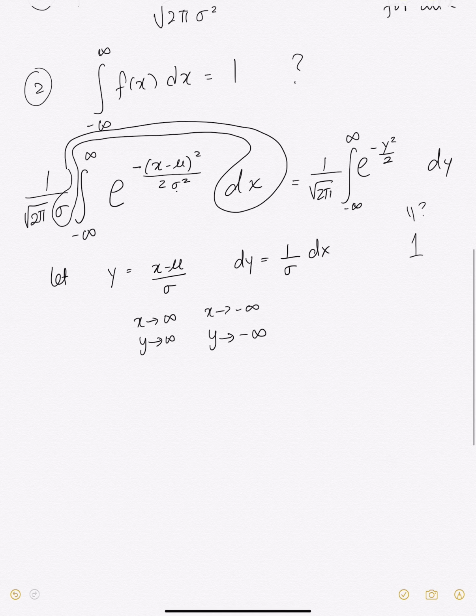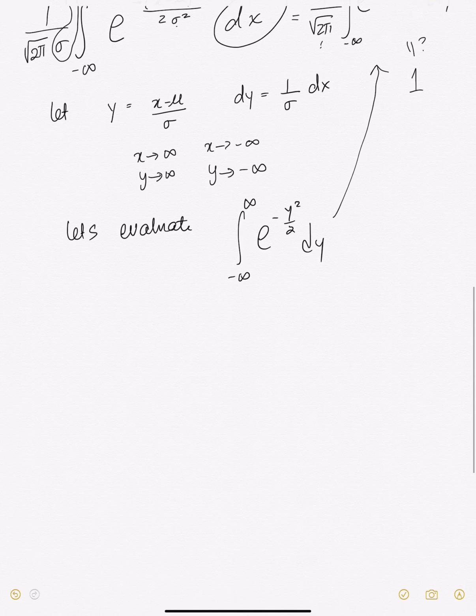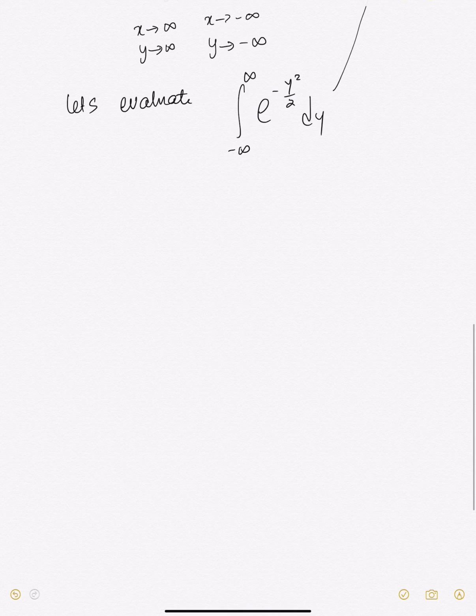All right? So let's just evaluate the integral from minus infinity to infinity of e to the minus y squared over 2 dy. Okay? And we want to show that this is equal to square root 2 pi because we want to show that this product up there times 1 over square root 2 pi is 1. Okay? So now, you know that over here, y is just a dummy variable in the integration.